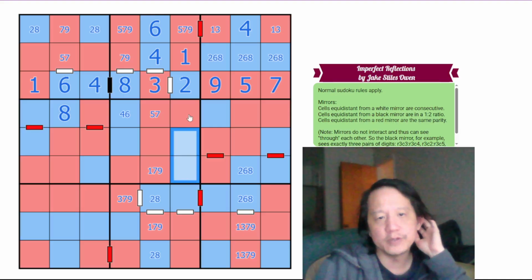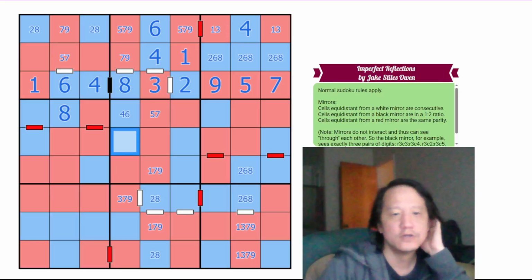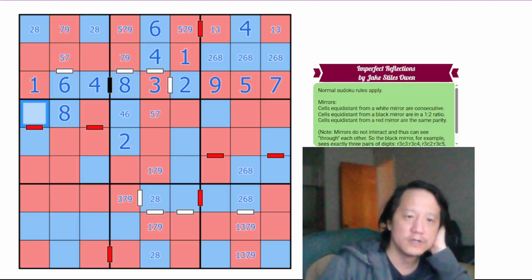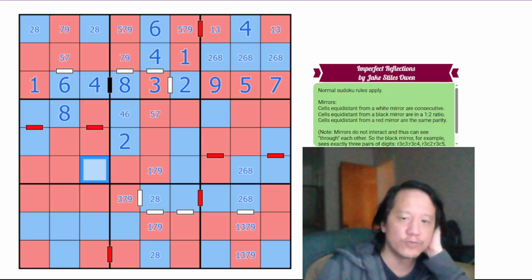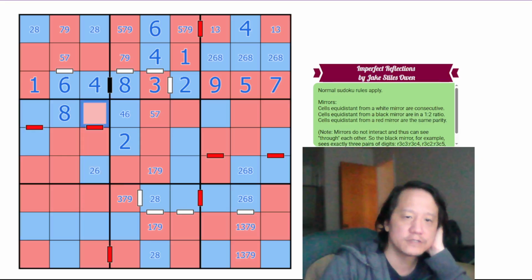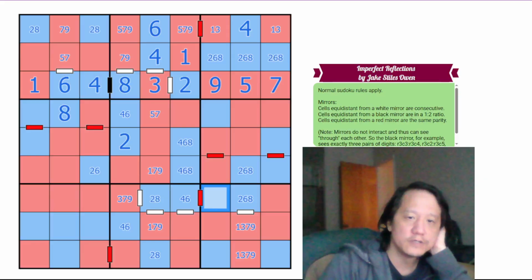2 cannot be here. Where is 2 in box 5? It has to be here. So this is 2. This cannot be 4 or 8, so this is 2 or 6. This is 4, 6, or 8 here. This is 4 and 6. This is 4 and 6 as possibilities. This is 2, 4, 6, 8. That's fine.